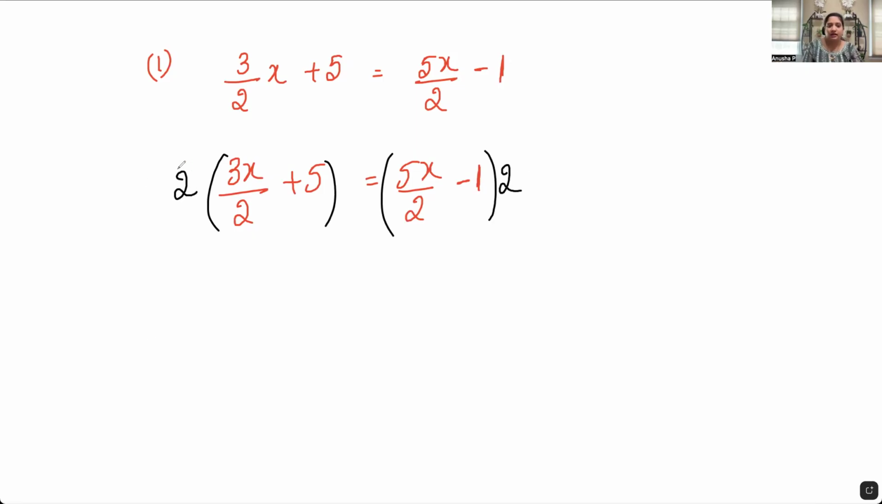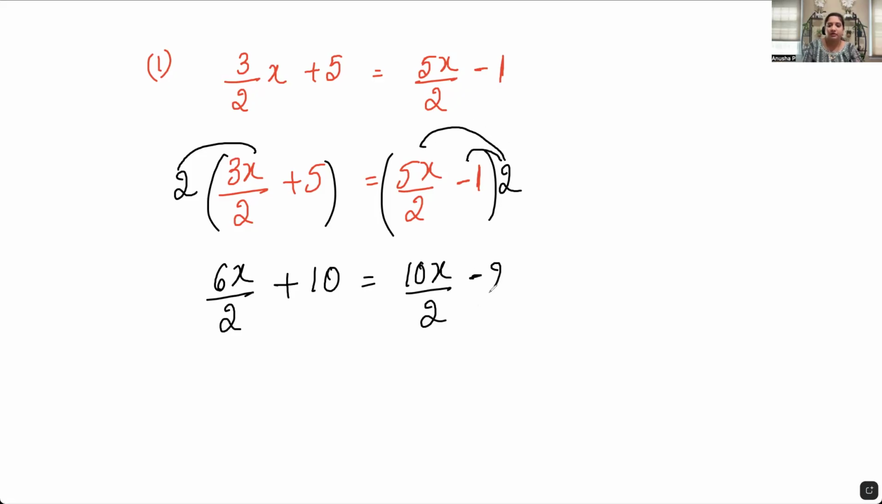Now 2 times 3x is 6x divided by 2. 2 times 5 is 10. 2 times 5x is 10x over 2 minus, first we have to multiply, 2 times 1 is minus 2. 6x divided by 2 is 3x, plus 10 is equal to 5x minus 2.